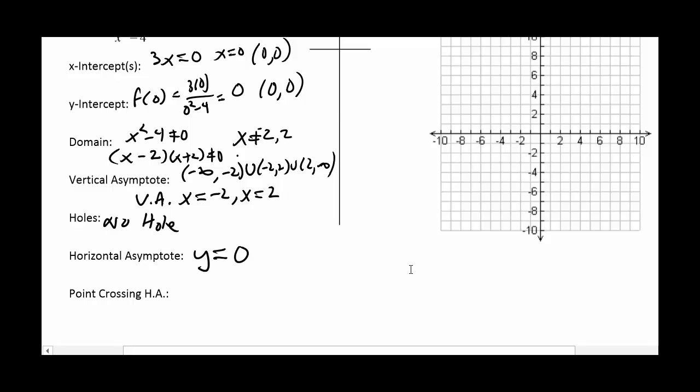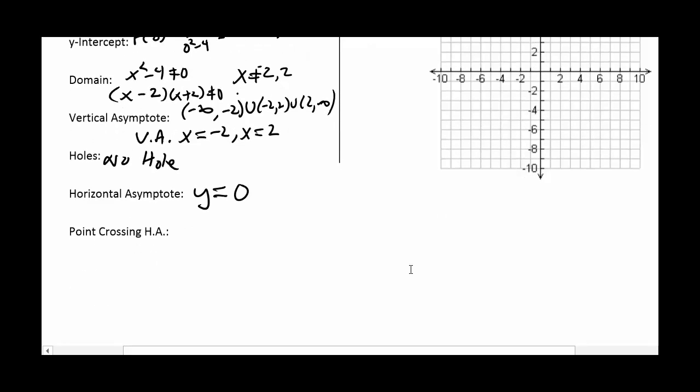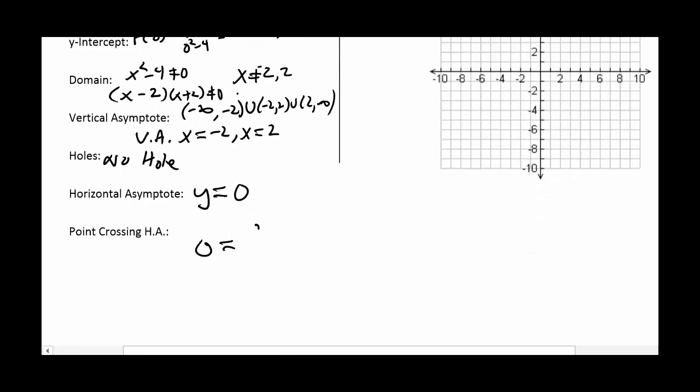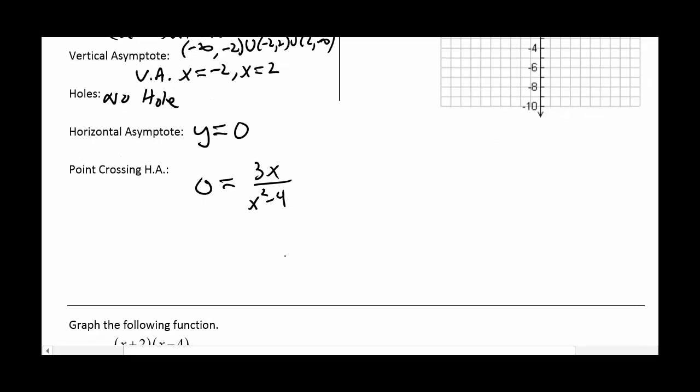Point crossing the HA: I'm going to say 0 equals our function, so 0 equals 3x over x squared minus 4. I'm going to multiply both sides by x squared minus 4, and I get 0 equals 3x, and I'm right back to where I said earlier. So I know it crosses the HA at (0, 0).